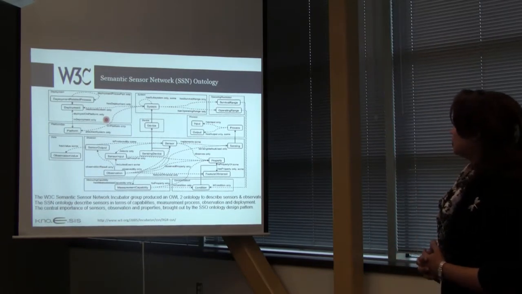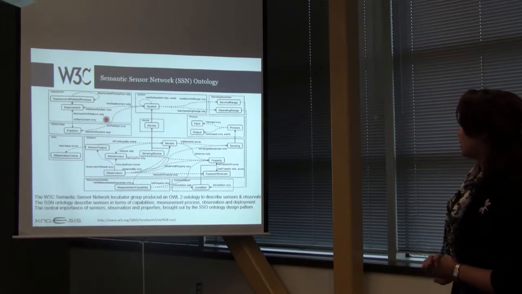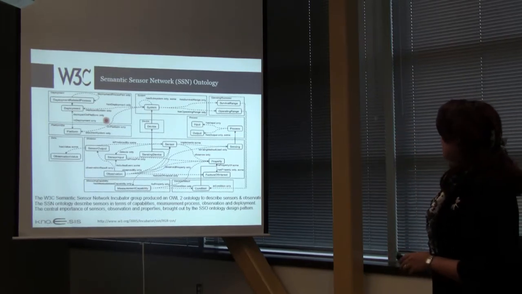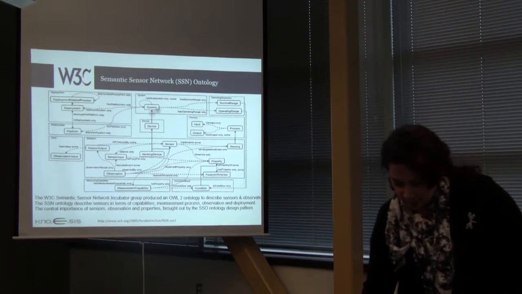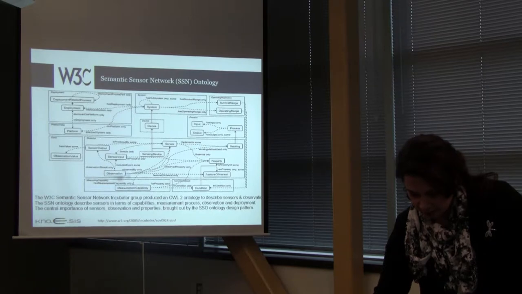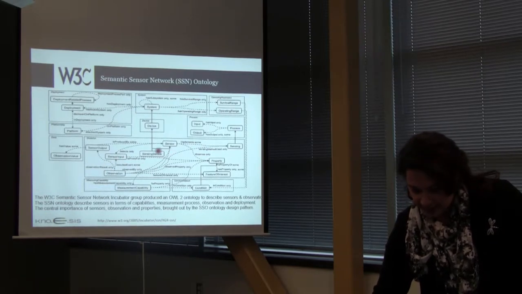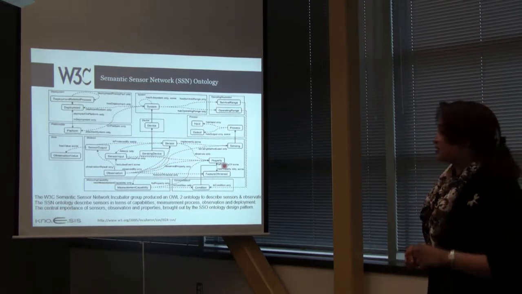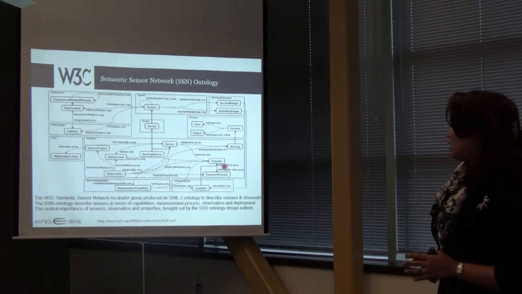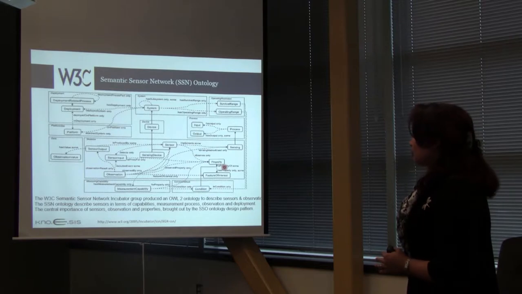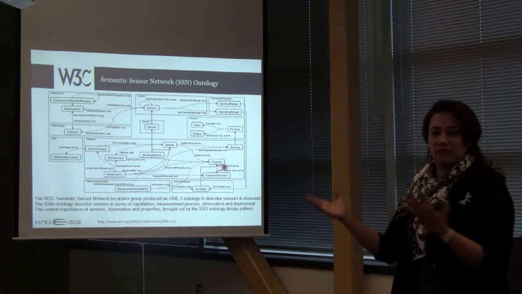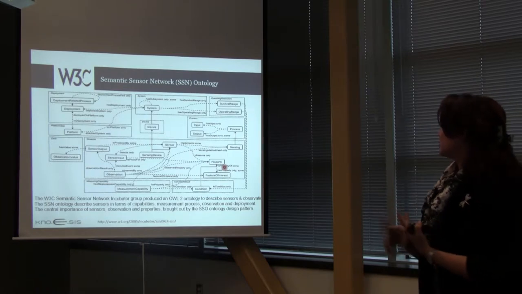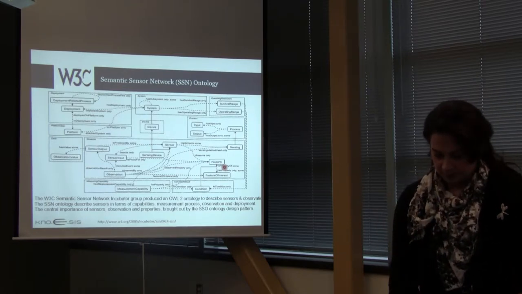The Semantic Sensor Network Incubator Group produced an OWL 2 ontology to describe the sensor and observation. You can see here: sensor, observation, and the central importance of the sensors is observation and properties brought out by the semantic sensor observation ontology design pattern. The semantic sensor network ontology describes sensors in terms of capabilities, measurement, process, observation, deployment, and so on.